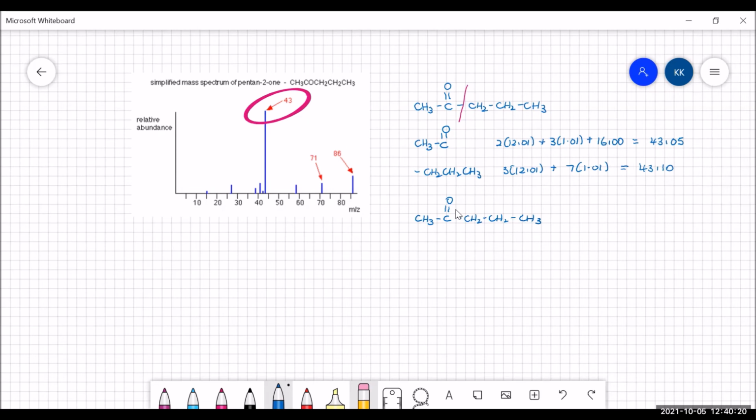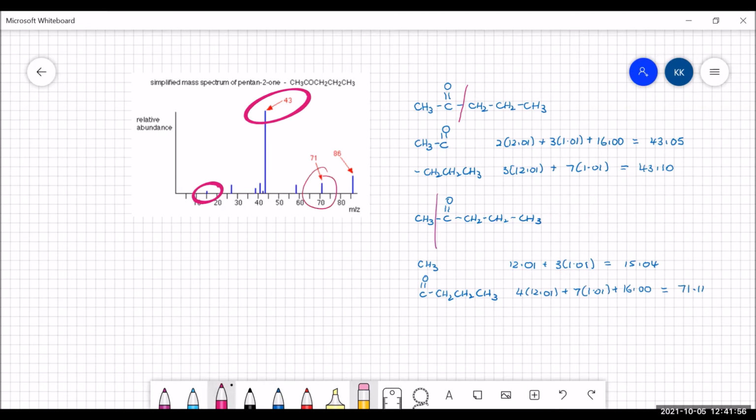What if the fragmentation occurred on the other side of the carbonyl carbon? This will produce 2 fragments. The first of these has 1 carbon and 3 hydrogens. This is going to give us a molar mass of 15.04. We can see we do have a tiny peak here, suggesting that's not a very likely fragmentation. The second fragment has 4 carbons, 7 hydrogens and 1 oxygen. That's going to give us 71.11. And again, we see this peak appear in the mass spectrum.